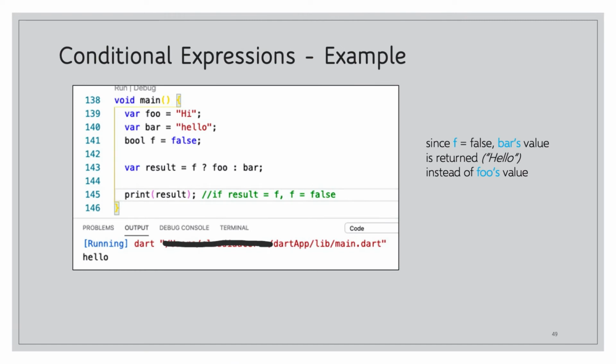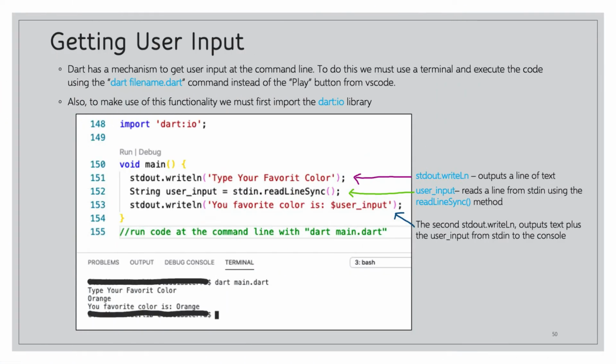In our main function, we have var foo equals hi, var bar equals hello. So we set bool f to false. Then we have another variable, result, where we use our conditional expression. f, which is false, question mark, foo, colon, bar. So when we print the result, it prints out hello. And here's why. Since f is false, bar's value is returned, which is hello, instead of foo's value, which would be hi.